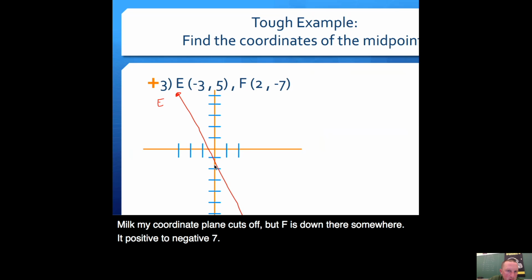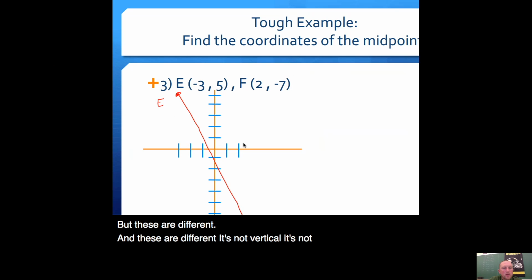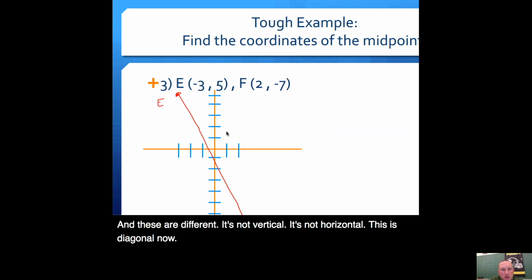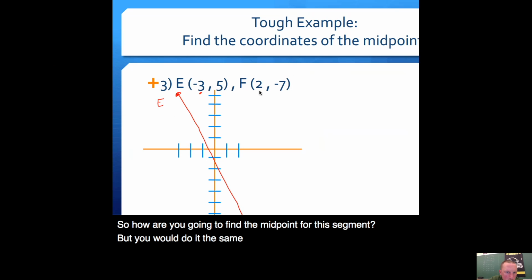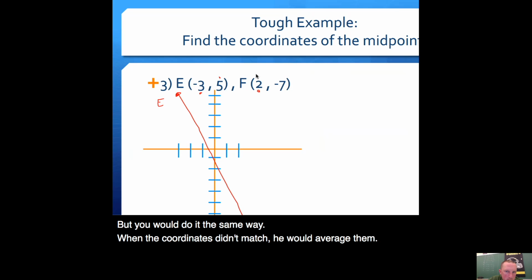This has a midpoint, but these are different and these are different. It's not vertical, it's not horizontal. This is diagonal now. So how are you going to find the midpoint for this segment? Well, you would do it the same way when the coordinates didn't match. You would average the x coordinates, and then you would average the y coordinates as well.